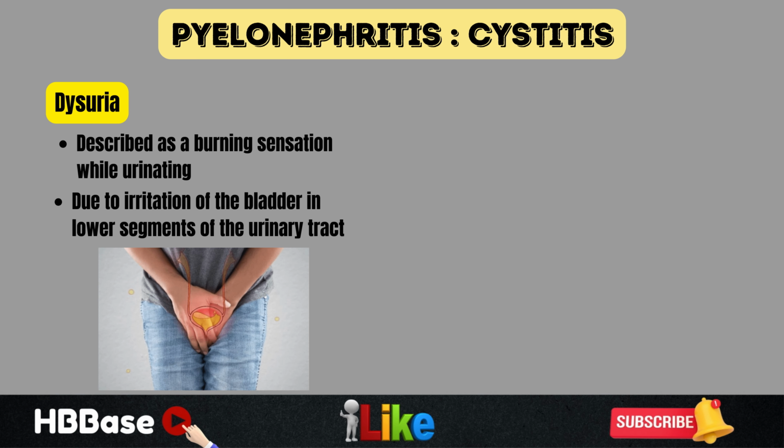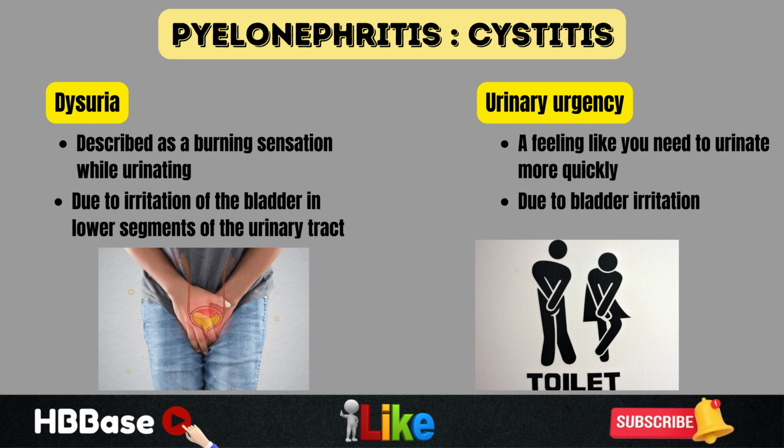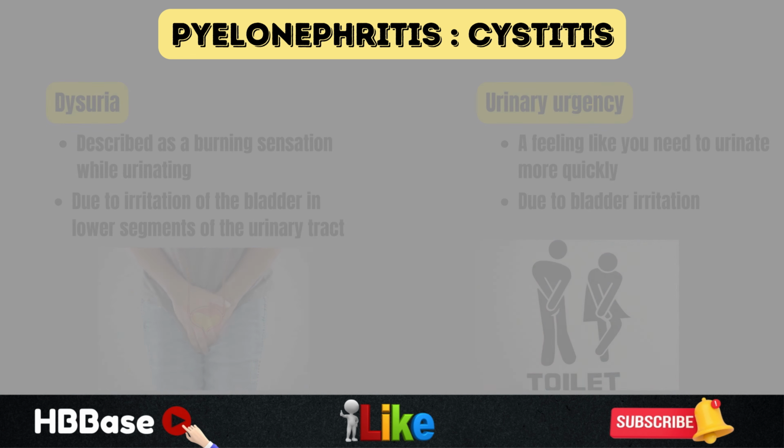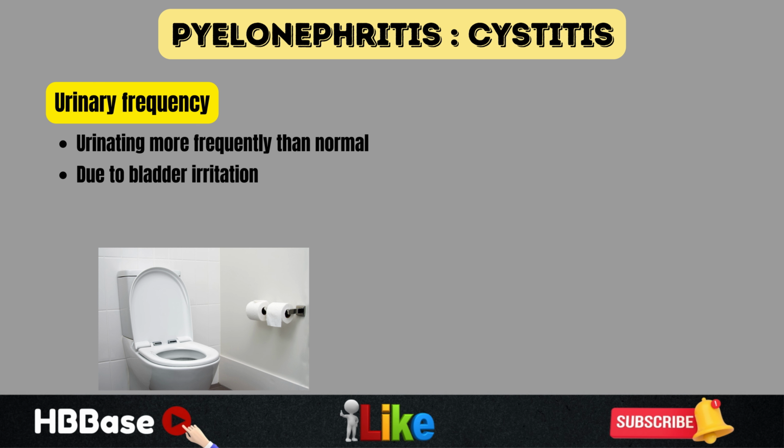We can also see urinary urgency. So urinary urgency is going to be a feeling like you need to urinate more quickly or more urgently. And again, this is going to be also due to bladder irritation. And then urinary frequency can also be found as well in patients who have pyelonephritis. So urinary frequency is going to be urinating more frequently than normal. And again, this is due to that bladder irritation.